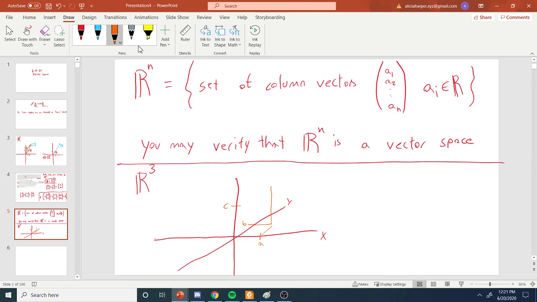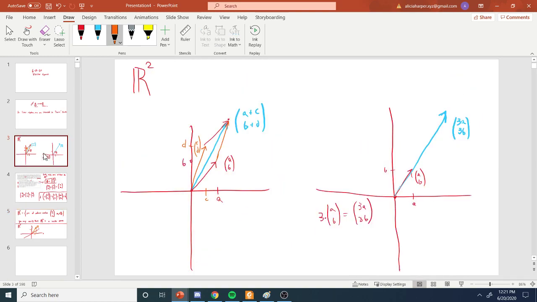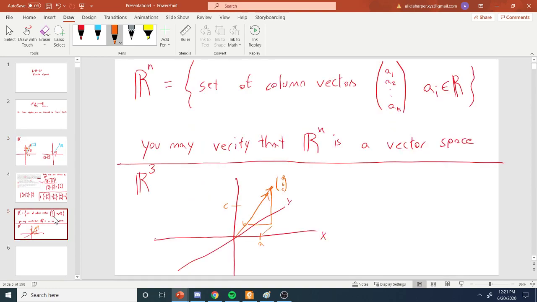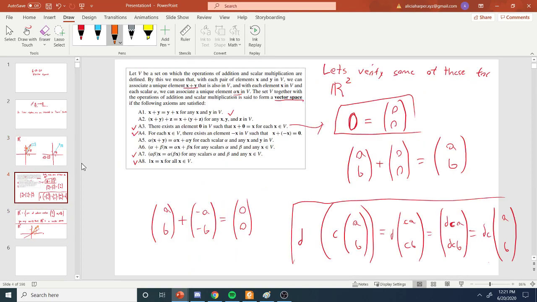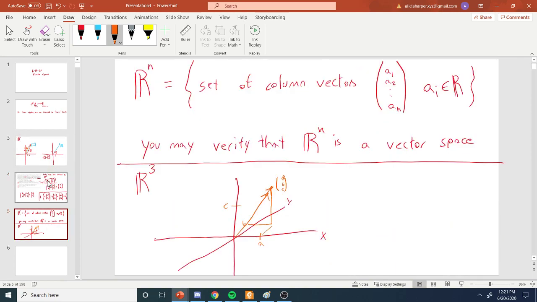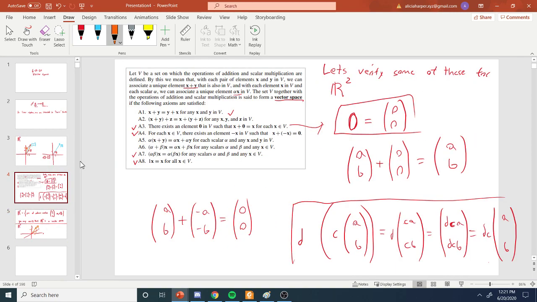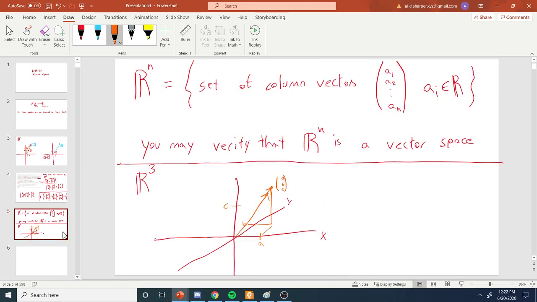Then this vector right here is the vector A, B, C. And you can check that the parallelogram law for addition that we exhibited in R2 also holds in R3. And that's the first thing that you have to check to verify axiom A1 for R3. But really, all the axiom verifications are very, very simple and straightforward, so I will omit them.